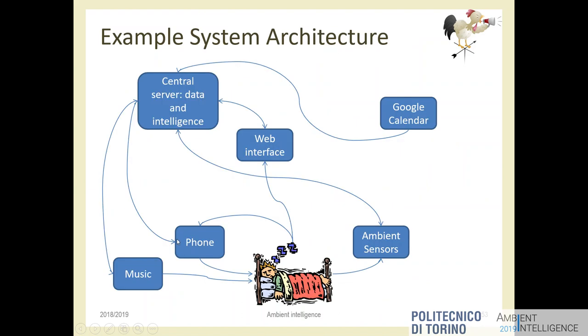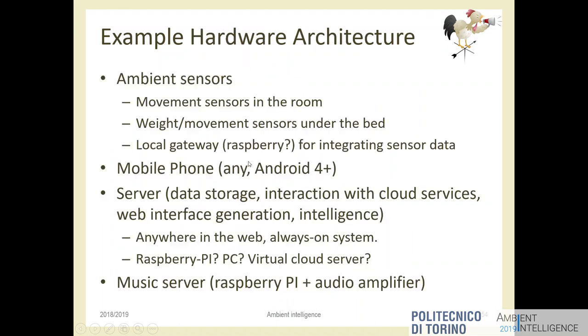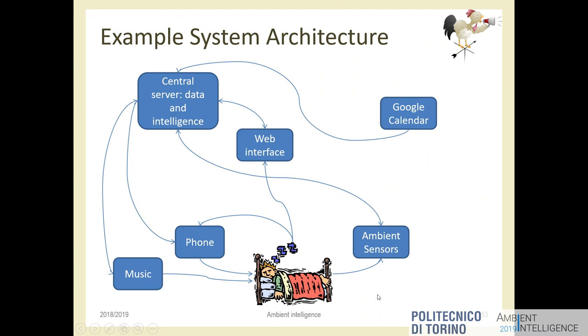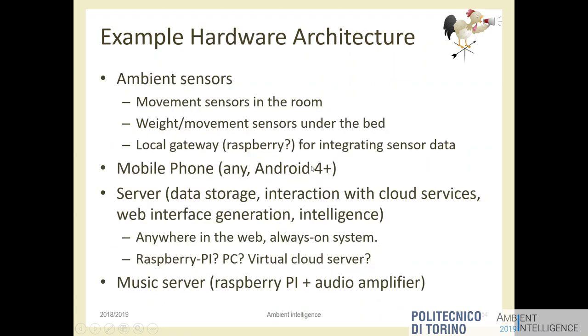What hardware do I need? For the ambient sensors, how many sensors do we need? Can they be combined in one big sensor with more features or not? Well, it's something that we'll see later. But for sure, we'll have some need for sensors and maybe some gateway for reading and integrating data from the sensors. So this local gateway managing the sensors is not in this picture. It's something that is probably needed to manage this ambient sensor. It's one possibility.